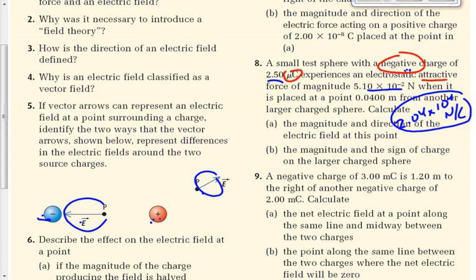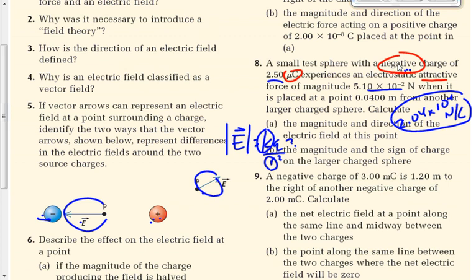Now, what are we trying to find in B? The magnitude and the sign of the charge of the larger charged sphere. This is the one that's causing it, right? Well, we're probably going to use the equation E is equal to KQ over R squared for that. We have R. R is 0.040 meters. We have K. We want to find Q.